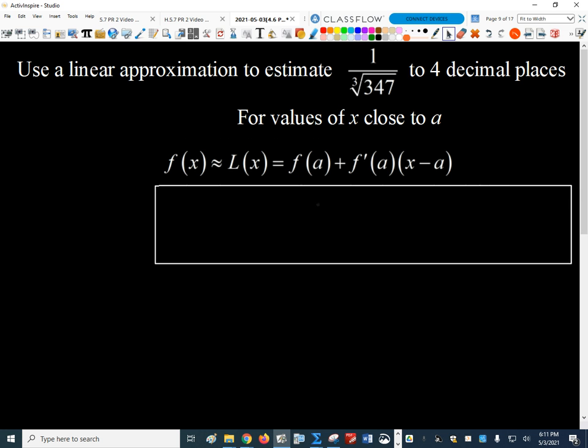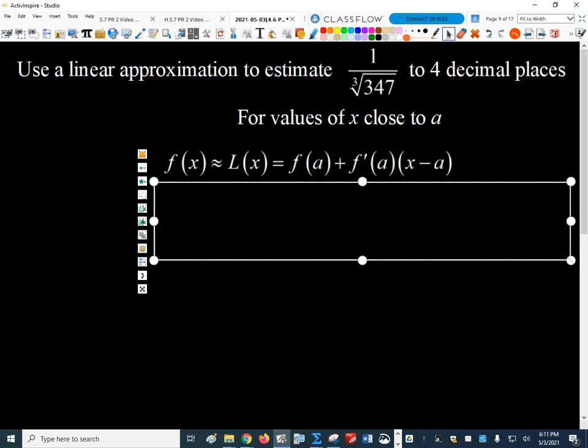So let's do this. We've got our linearization, right? L of x is approximated by f of a plus f prime of a times x minus a. Now we just have to plug in what we know. For our value of a, we're plugging in 343. And the value of x is 347.